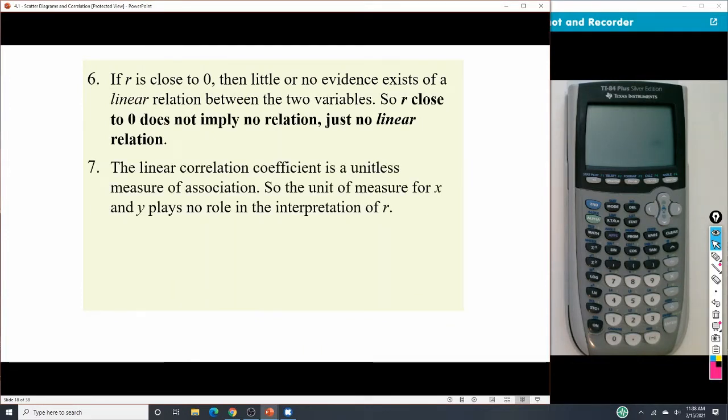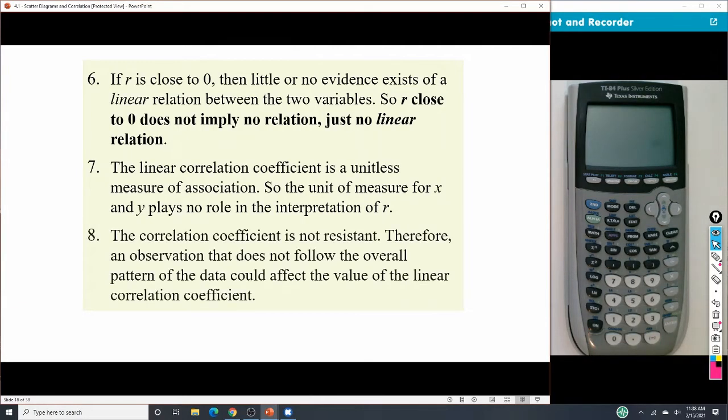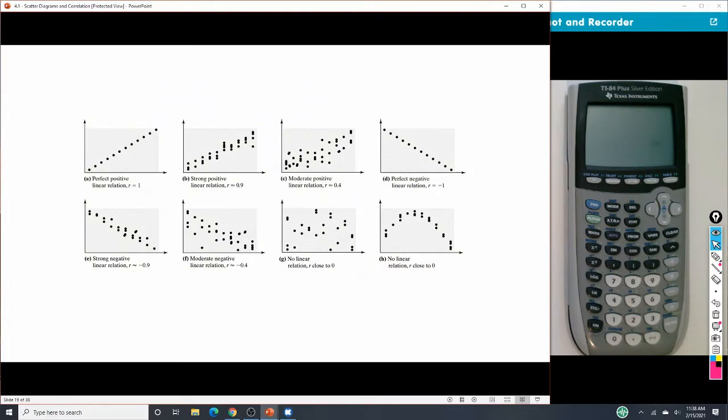Now, it doesn't mean there's no relation, but just not linear for those things. All right, so here are some examples of that. You can see in part A, we could pretty much put a ruler through that. That is going up positive, and that would be a straight line.